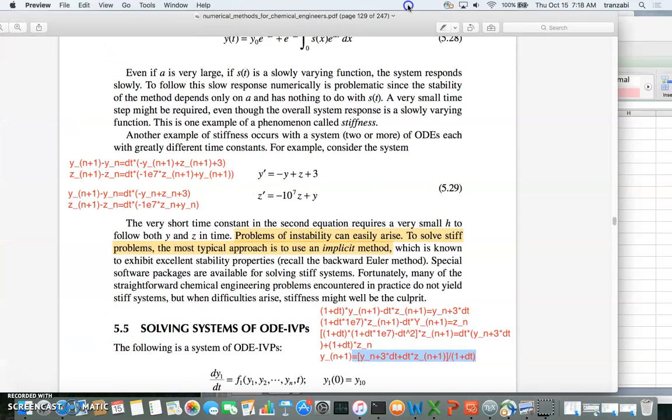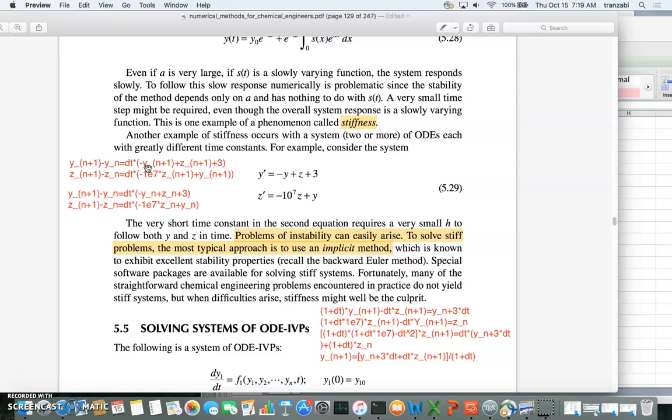The reason is that for stiff methods, we have to use what are called implicit methods. Implicit methods are methods where both sides of the differential equation, after we discretize, become functions of n plus 1. Like in this case, remember for backward Euler we had n plus 1 on this side and also on that side. But for forward Euler we have the n plus 1 variable only on one side. So this is called an explicit method. The forward Euler is an explicit method. This is called an implicit method. And so backward Euler is an implicit method.